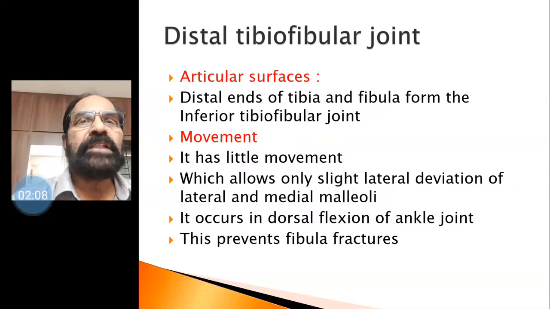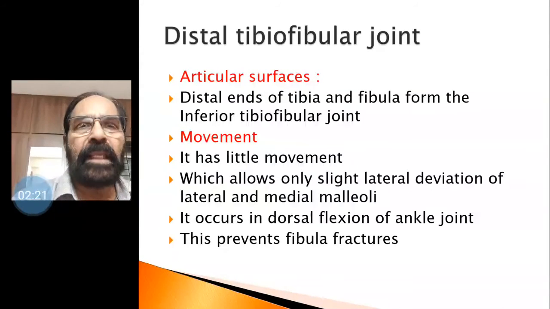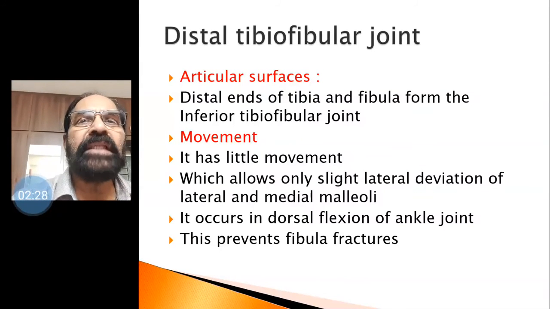The distal tibiofibular joint articular surfaces include the distal ends of tibia and fibula, which form the inferior tibiofibular joint. Coming to movement, this joint has little movement, which allows only slight lateral deviation of lateral and medial malleoli. This action occurs in dorsiflexion of the ankle joint, and this action prevents fibula fractures.